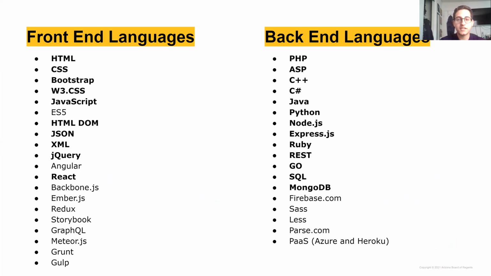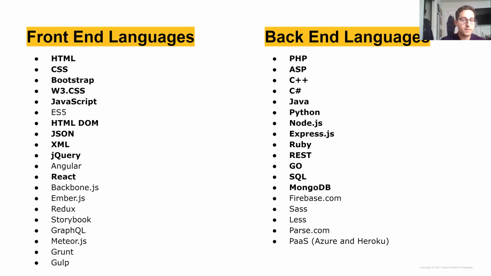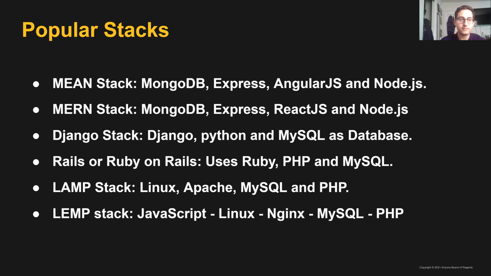As we can see here is a comprehensive list of most well-known front-end languages and back-end languages, with the most commonly used languages in bold. For front-end, we have HTML, CSS, Bootstrap, W3.CSS, JavaScript, HTML DOM, JSON, XML, jQuery, React. And for back-end, we have PHP, ASP, C++, C#, Java, Python, Node.js, Express.js, Ruby, REST, Go, SQL, and MongoDB.